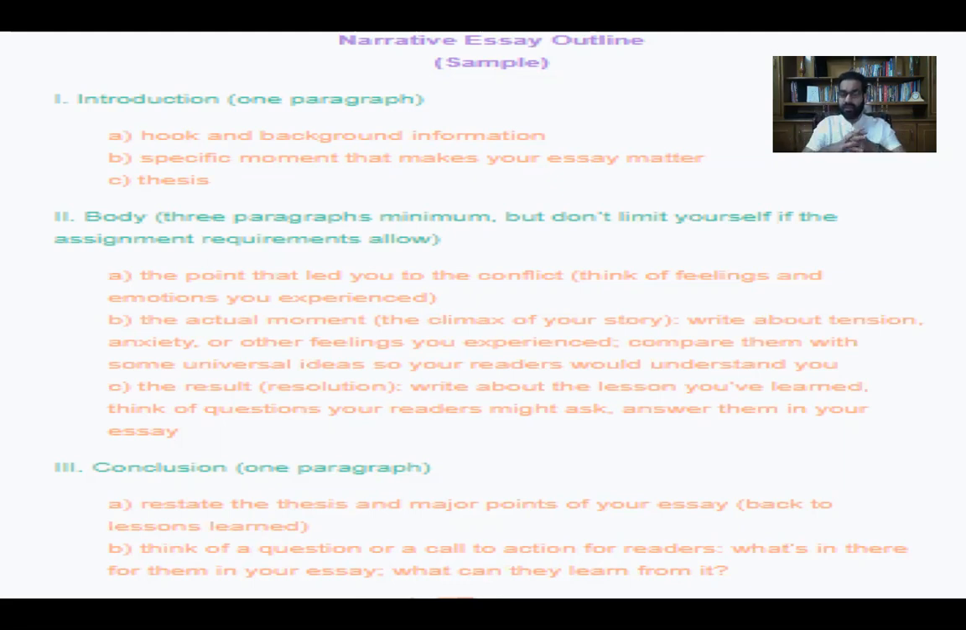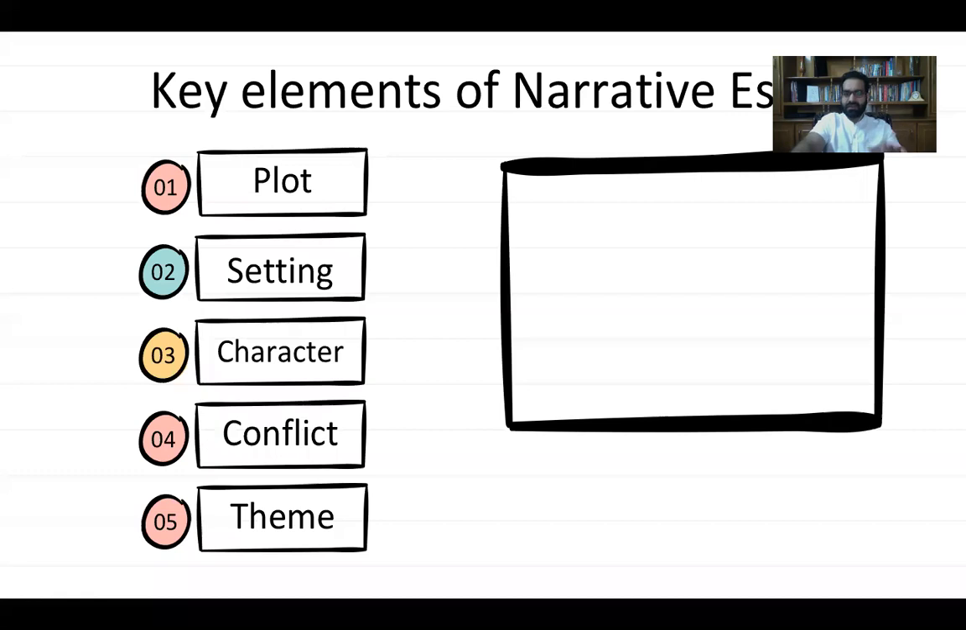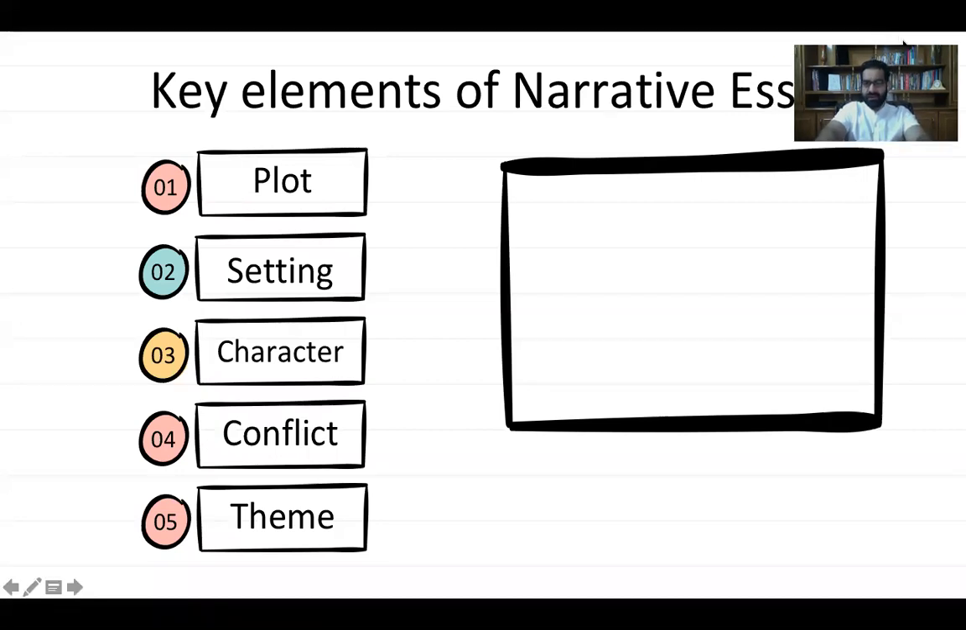And then the conclusion, restate the thesis and major points of your essay, back to lessons learned. Normally the first introductory paragraph is somehow rephrased and then the conclusion is given, but your personal line can be added into that, your suggestions can be added into that later on. This is what actually we need to learn. It is actually about what these 5 elements are which should be there. These points should be there in every kind of essay.